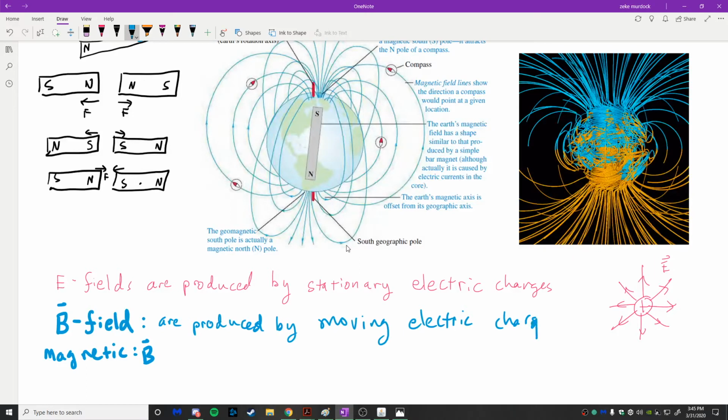And I'm going to prove this to you guys. Like I said, it's going to take a few weeks, but electric fields are produced by stationary electric charges. Magnetic fields are produced by moving electric charges. Okay?